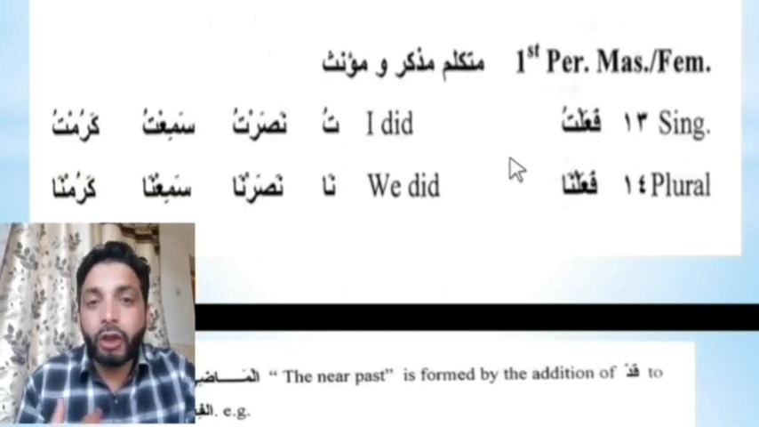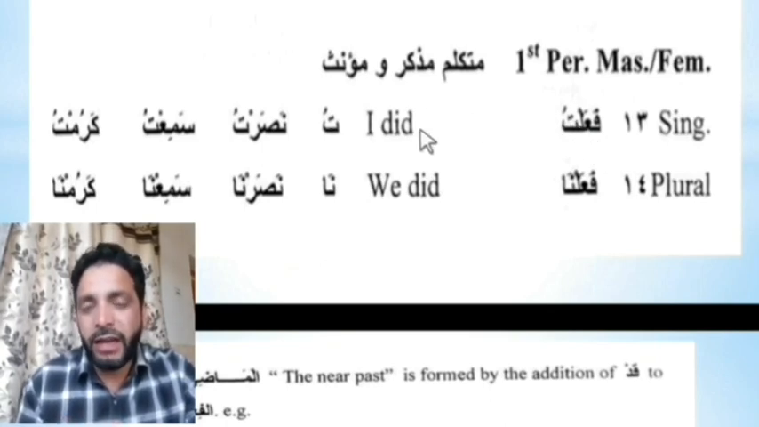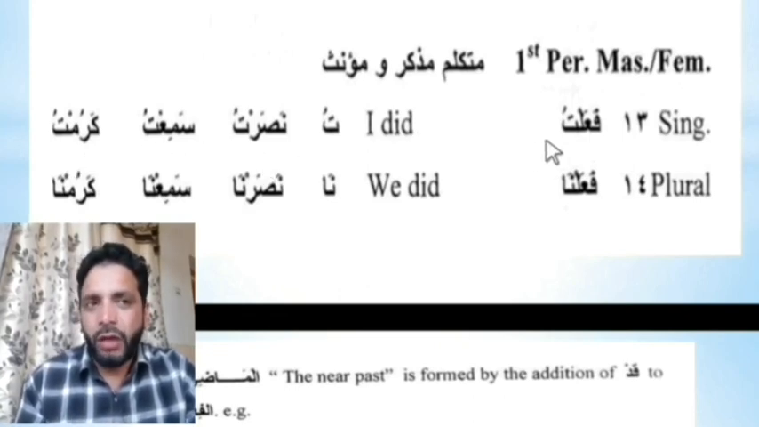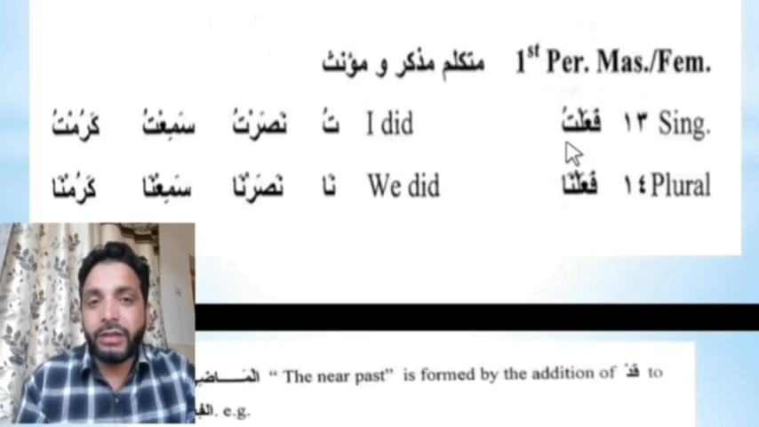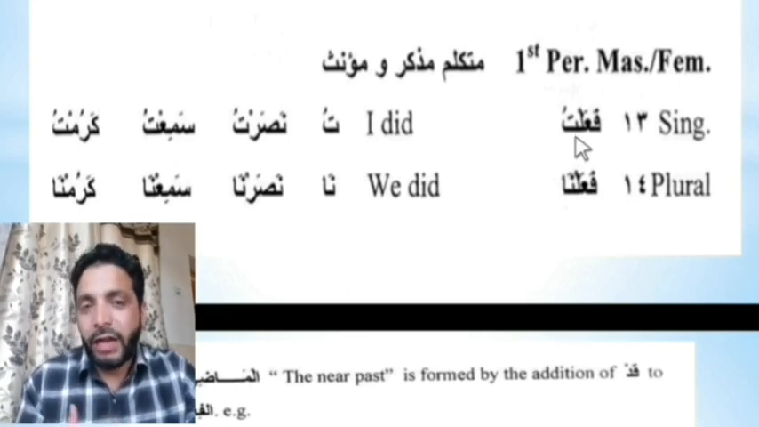Now we shall turn towards the mutakallim, first person, whether it's masculine or feminine, muzakkar or muannas. Fa'altu, I added this tu at the end of the fa'al, it became fa'altu. Fa'altu means I did. Examples are nasartu, sami'atu, karamtu. So this fa'altu, I use it for first person, singular, whether it's male or female.